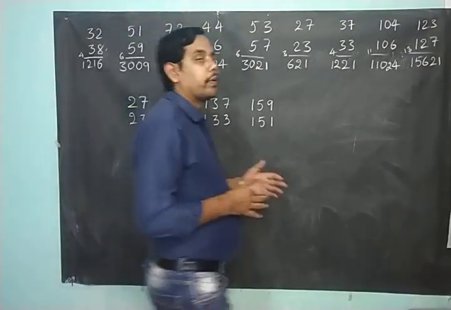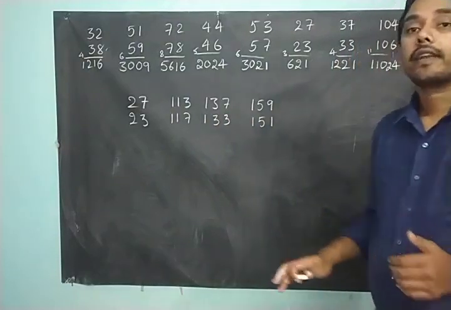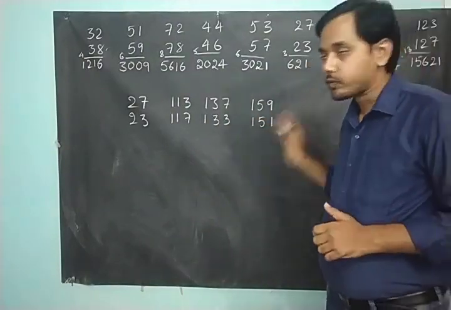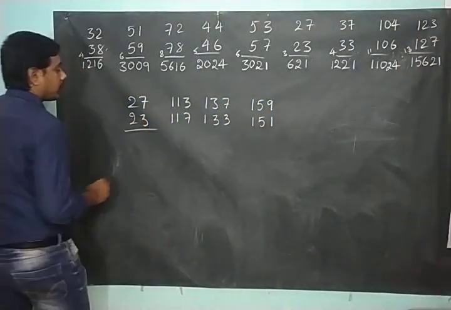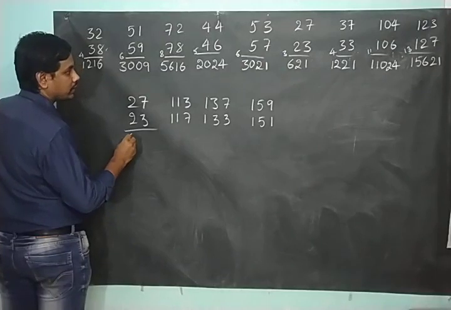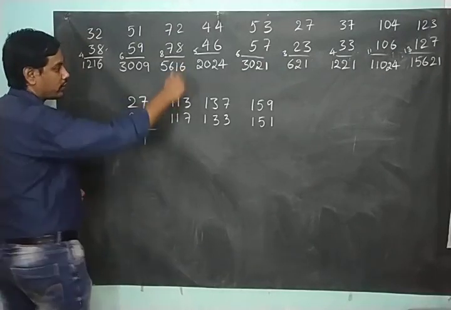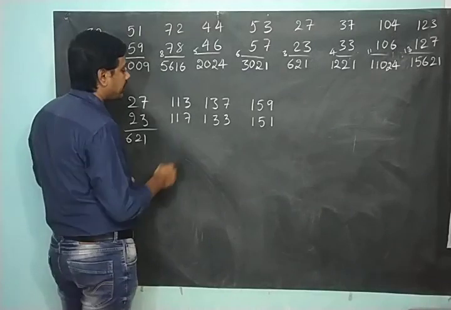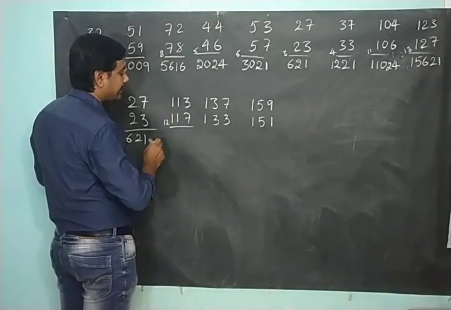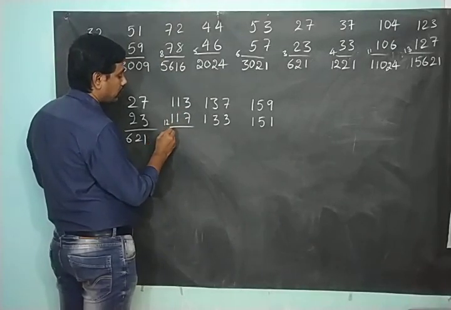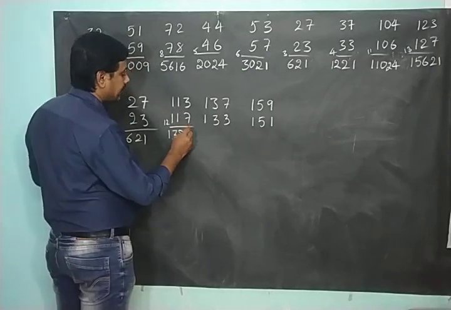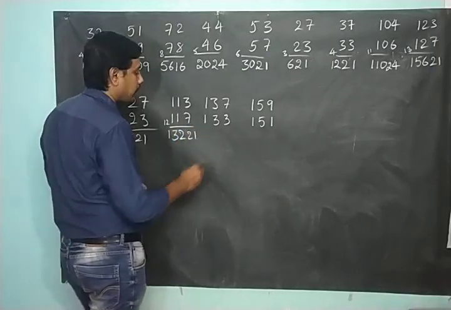So friends, I hope you have tried this one. I hope you have tried all these 4 problems. I will give you the answers, you can cross verify them. 3 into 2 is 6, 7 into 3 is 21. This is already solved there. 113 into 117. Here it will be 12. 12 into 11 is 132. 7 into 3 is 21.